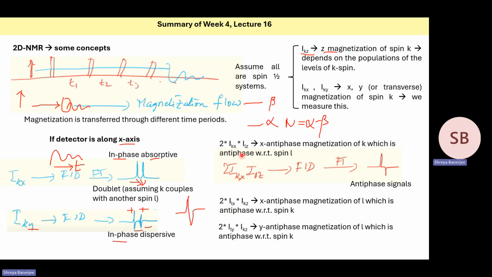Similarly, you can have the opposite. Here K had X and L had Z. Similarly, K can have Z and L can have X, or one can have Y and one can have Z. So whenever you have two spins interacting with each other, and one of them has Z magnetization and has partially transferred some of its magnetization to another spin, which now has transverse magnetization, then you will get this kind of anti-phase signals.